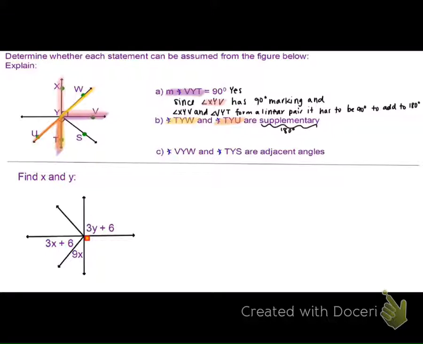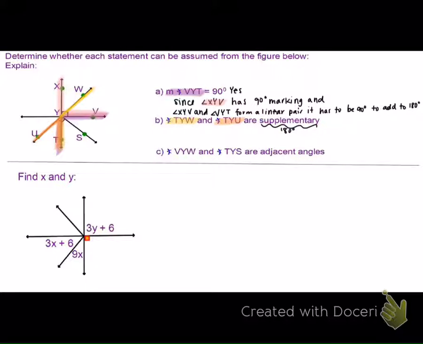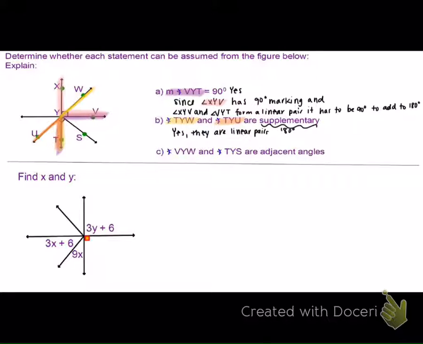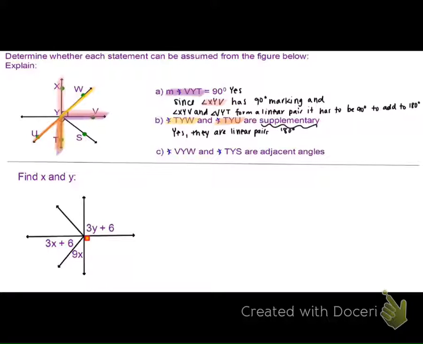What do you notice about this orange here and this yellow? What does it form? It forms a what? And what do we know about straight lines? They are 180. So are they supplementary? Yes. They are linear pairs, because they form a straight angle.